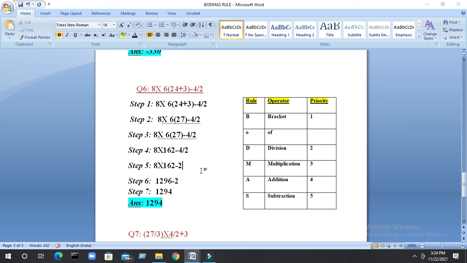Go into step 4 and see, between multiplication, between minus and between division, which one has to take priority? Division, because in BODMAS, division takes the priority over multiplication, over addition and over subtraction. Go divide 4 by 2, which is 2. Now, in your step 5, it is 8 into 162 minus 2, where of course multiplication is priority over subtraction, and there we deduce down to the correct answer.